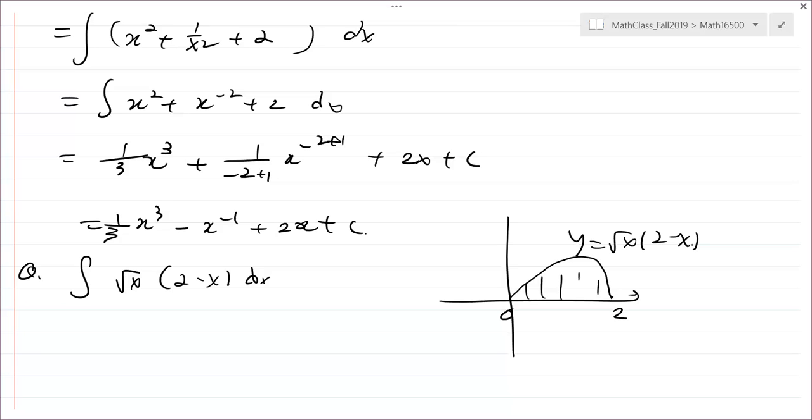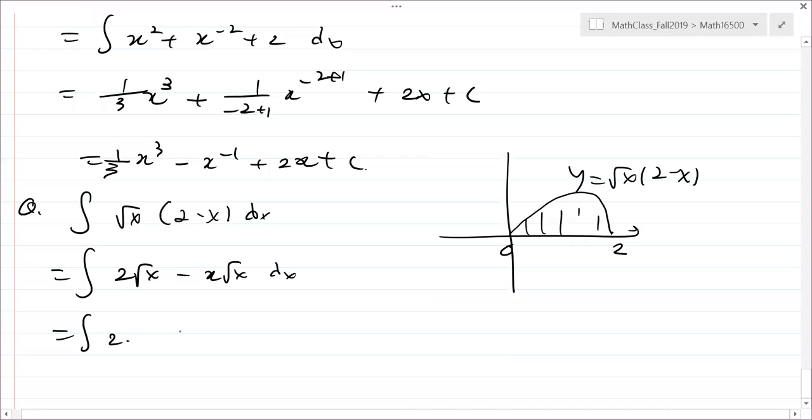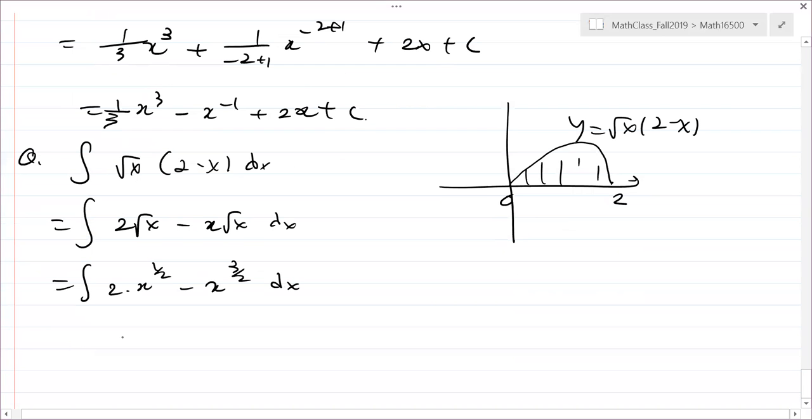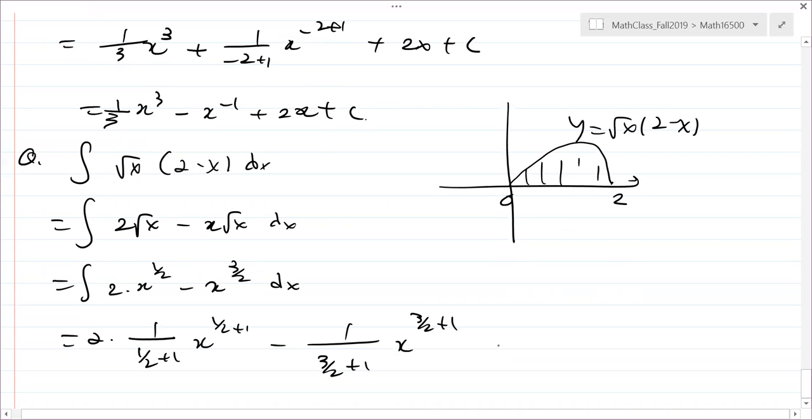Okay, again you have to express it as a sum of power functions. Otherwise, you cannot evaluate. At this moment, we don't have any other tools. So you multiply this out, and the square root of x can be written as a power function, x to the 1/2. Then you apply the formula for the integral of a power function, so it's going to be 2 times x to the 1/2 plus 1 over 1/2 plus 1, and then x to the 3/2 plus 1 over 3/2 plus 1, plus a constant.